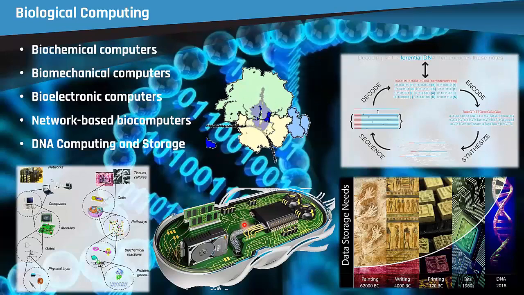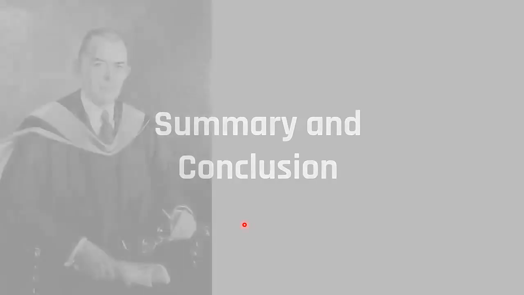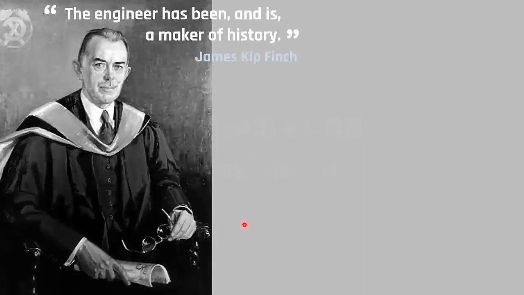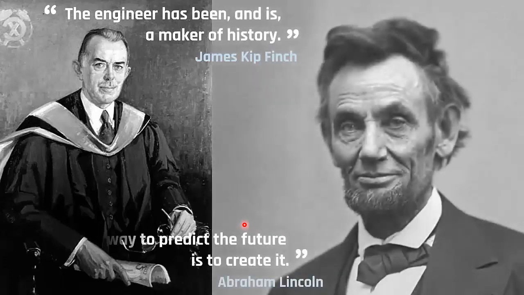So those are what I wanted to show, and that brings me basically to the summary and conclusion of this talk. Okay, and what I wanted to say for the summary is show this guy over here whose name is James Kip Finch, who is quoted as saying, "The engineer has been and is a maker of history," and that's what you guys are. And the other guy is Abraham Lincoln, who said that the best way to predict the future is to create it. So let's go out and make history.